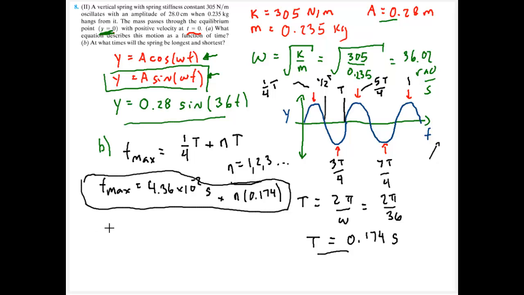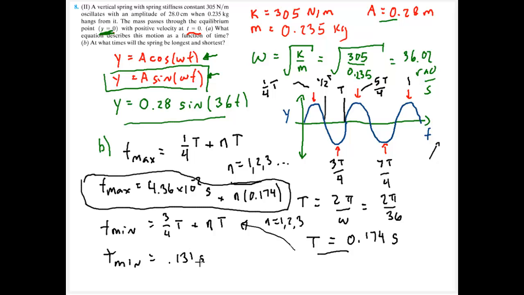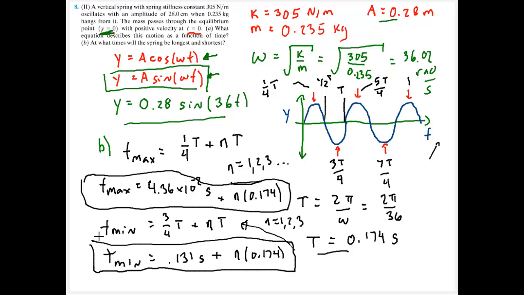Same thing for my minimums. Time for the min is going to be equal to 3/4 of the period plus integer values of n multiplied by the period. Go ahead and I plug that in there, where n is equal to 1, 2, 3, so on and so forth. I'm going to get my minimum times to occur at 0.131 seconds plus n multiplied by 0.174, where again n is going to be 1, 2, 3, 4, 5, 6, 7, so on and so forth.